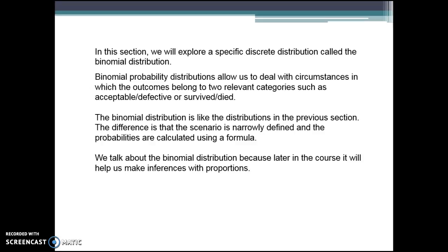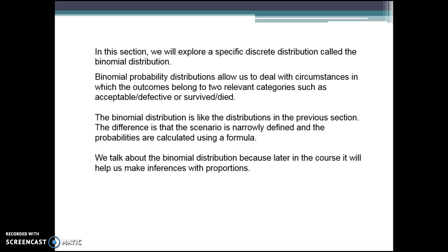outcomes that belong to two categories, like something that is acceptable versus defective, or a plant that survived or died. We usually refer to those as a success or failure. Okay, so the two categories are usually success and failure, however we define those. And that's of course not a value judgment, just whatever we're counting.